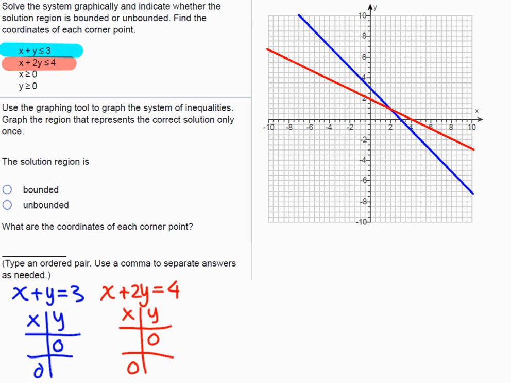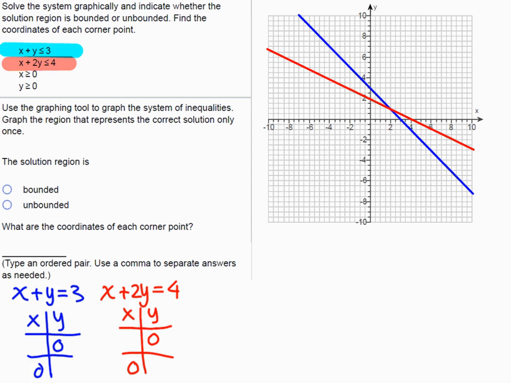Solve the system graphically and indicate whether the solution region is bound or unbound. A solution region of a system of linear inequalities is bound if it can be enclosed within a circle, and if it cannot be enclosed within a circle, it's unbound. So we're going to determine if this one is bound or unbound.